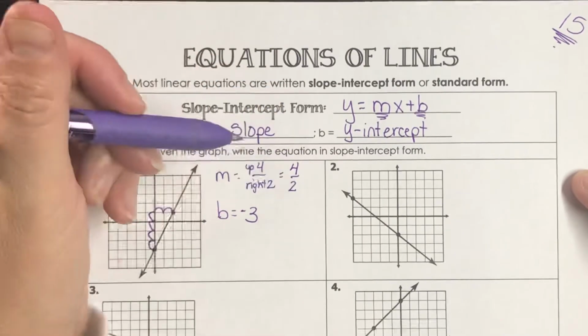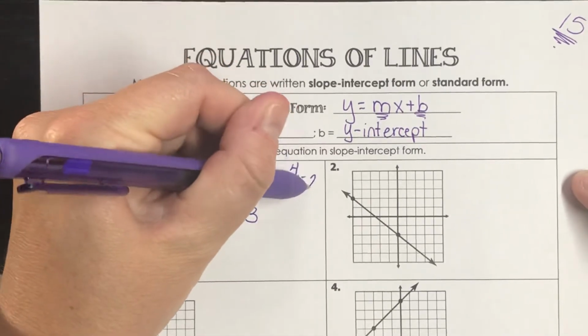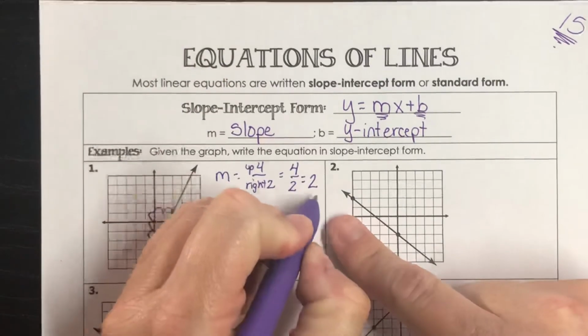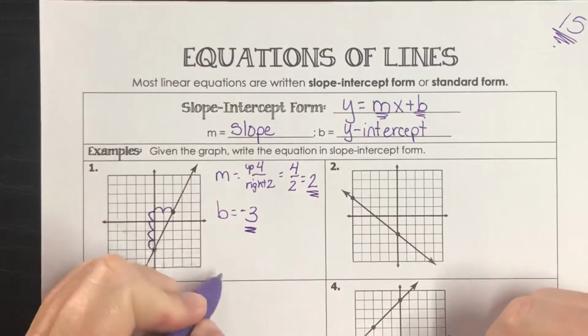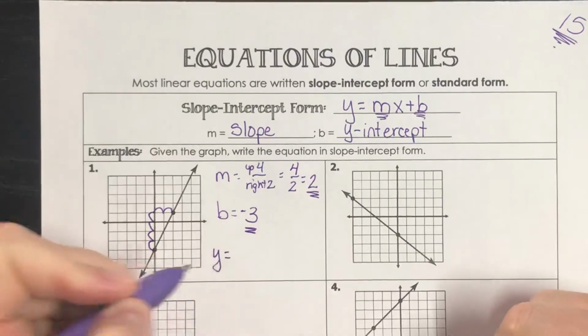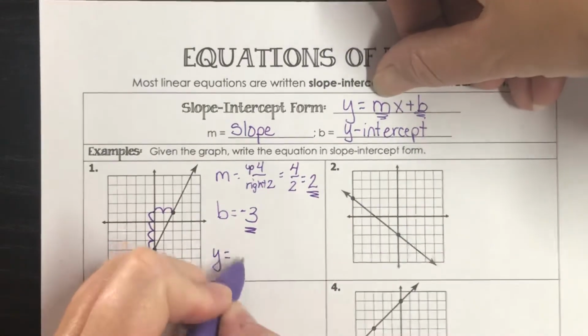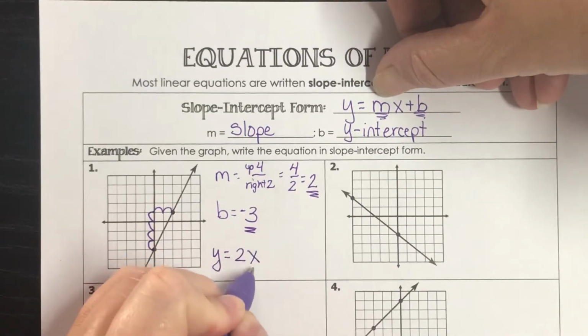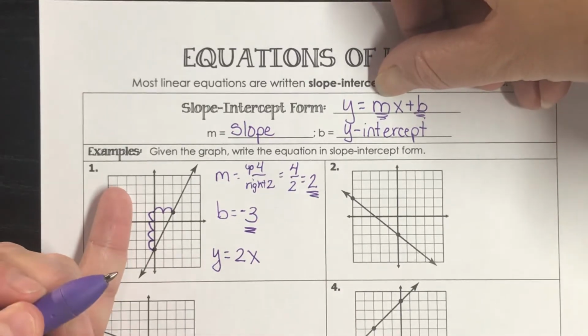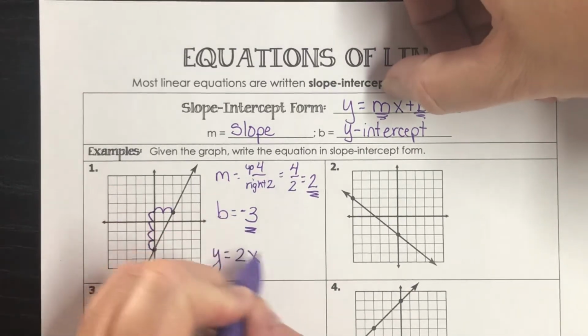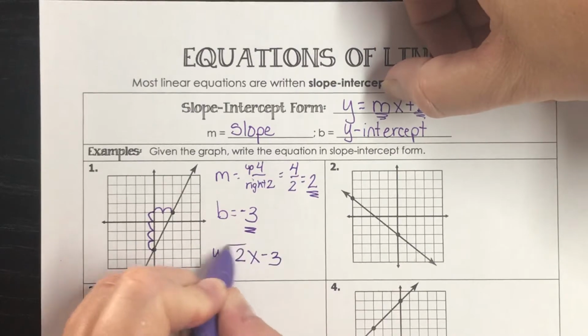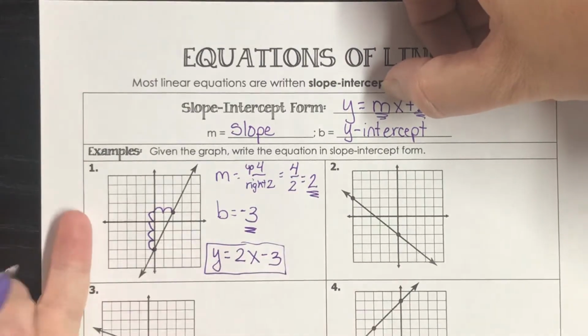And then I reduce that. 4 divided by 2 is 2. So my m is 2. My b is negative 3. So when I write my equation, it's y equals m, so 2x. Don't forget the x. Everyone wants to forget the x. 2x. And then you just put the b on the end. Minus 3. And that's your equation.